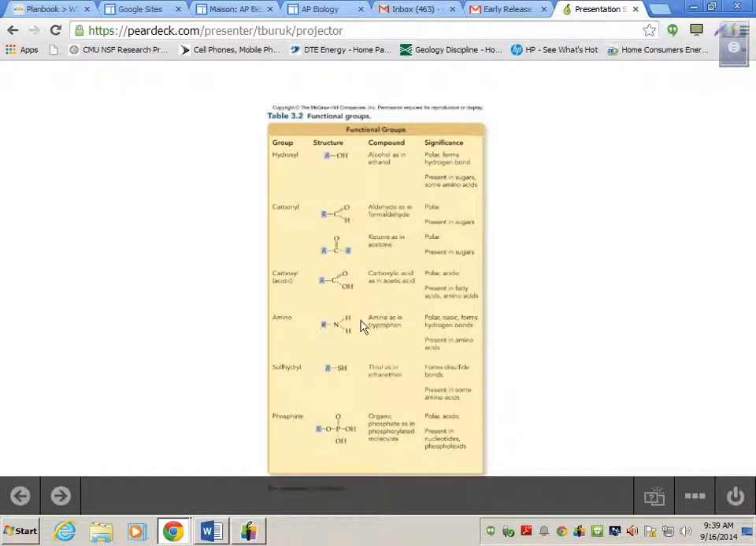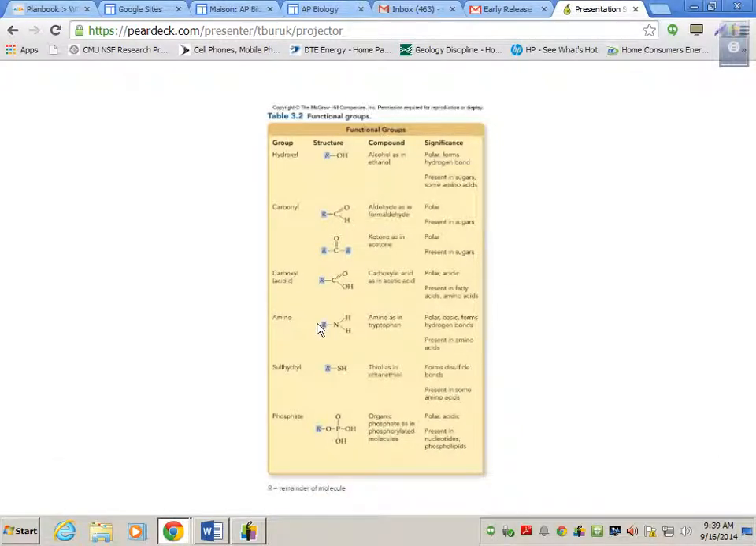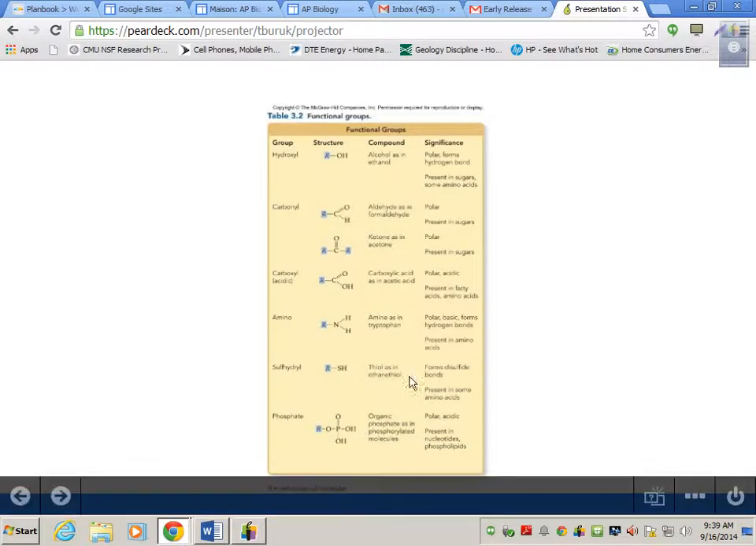So then you have the amino group, NH2. We understand that's the amino group, and then whatever I attach to that is going to change the amino acid. So in this case, the R could be 20 different things. We could go in with examples, but I'm not going to. We're going to move on.